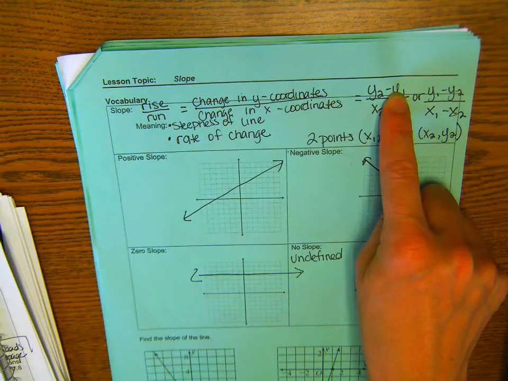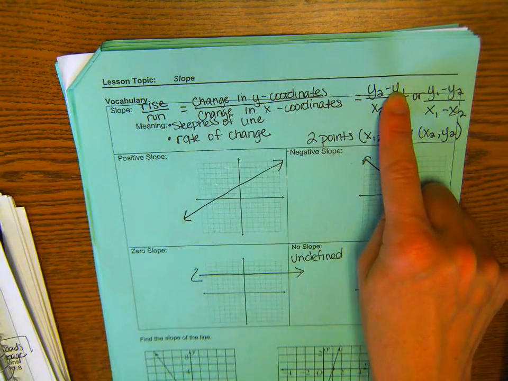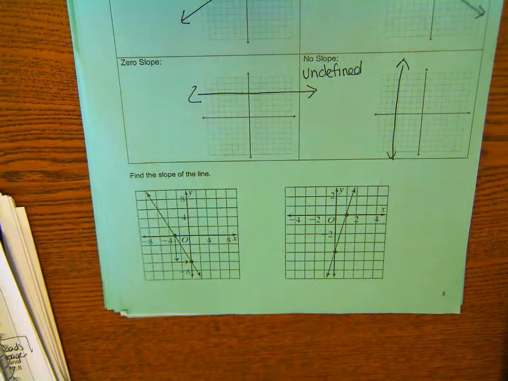Alright, rise means, I always go to the right, by the way. Always to the right, that way the bottom of my fraction is always positive. If the line is going up and to the right, then it's positive. If it's going down and to the right, then it's negative.